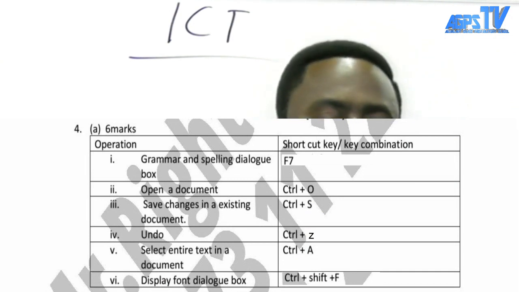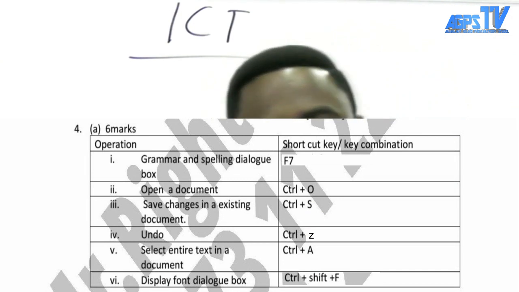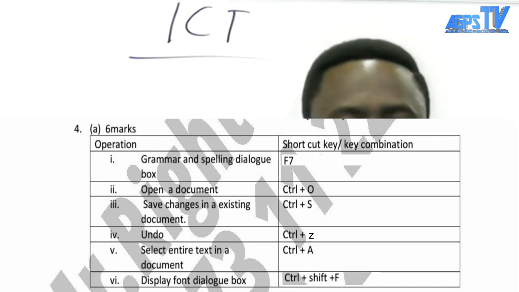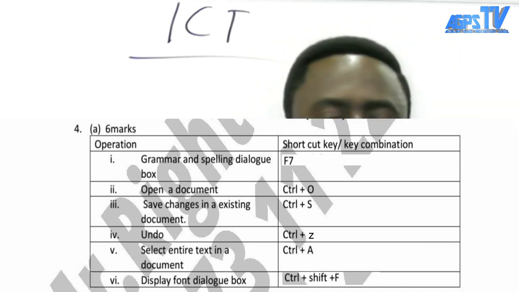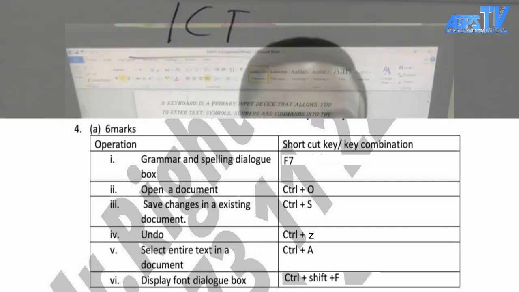Then we have IV, undo. Then the keyboard shortcut for undo is Ctrl+Z. Now let's see how that is also carried out on the keyboard. Sorry, Ctrl+Z, undo.